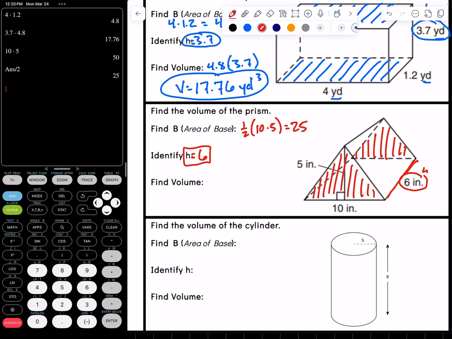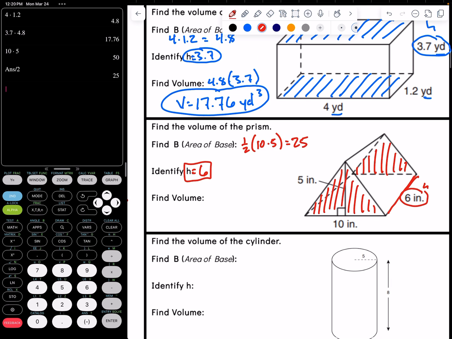Okay, and then to find my volume, I'm going to take those two numbers and multiply them together. All right, I have 25 as the area of my base times 6, which is the height of the prism. So 25 times 6 equals 150. And this is volume. We're dealing with inches cubed.